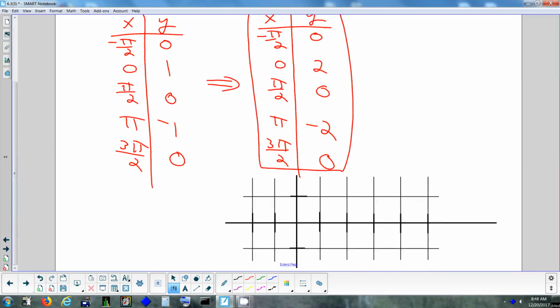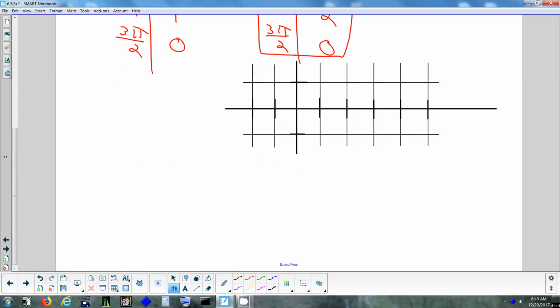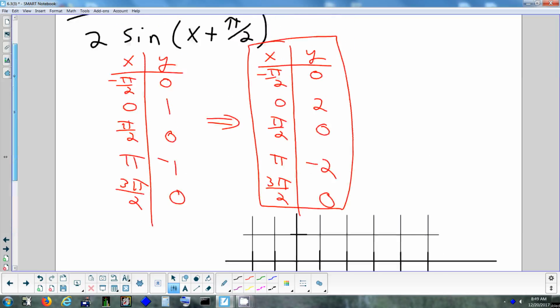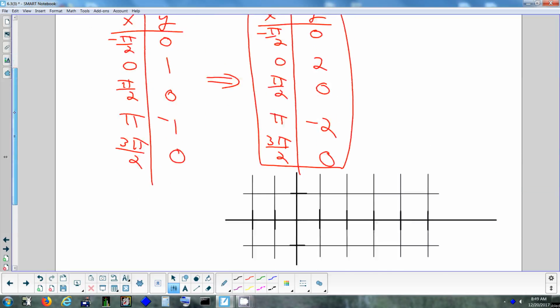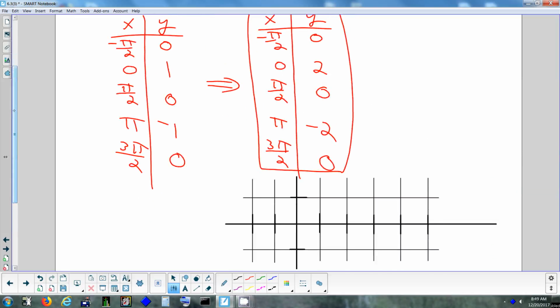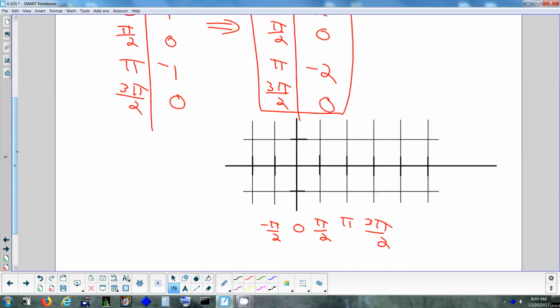Okay, do I need to label my x-axis here? You think, Leo? Yes. Yeah, I'm not going to go by ones. I mean, you could, but that would be pretty awful to try to figure out these decimals. So we're going to use the spacing that's the x values. So we've got negative pi over 2, 0, pi over 2, pi, 3 pi over 2. I'm also going to label my y-axis because I'm not going to go by ones on that either. I'm going to go by 2's. 0, 2, negative 2.